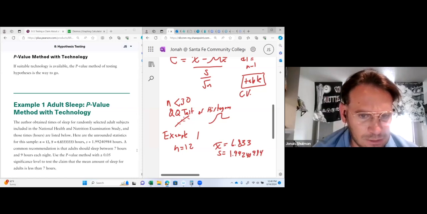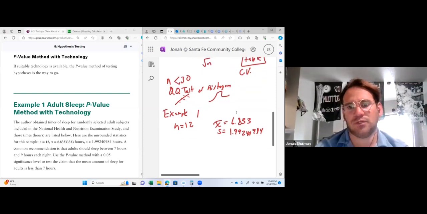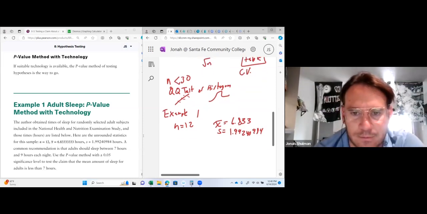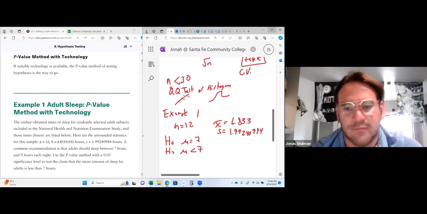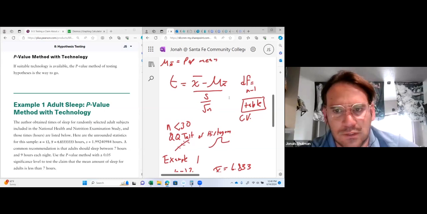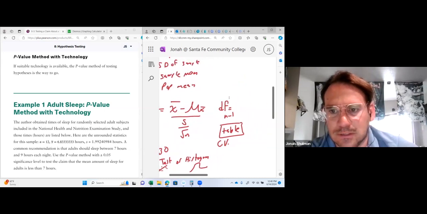The common recommendation is that you should sleep between 7 and 9 hours each night. Okay, so they give us a range. So the claim is that the mean amount of sleep is less than 7 hours. Okay, so the null hypothesis should be 7. And then our alternative hypothesis says less than 7. So we can use this data to basically get our t-statistic, and then I'll show you that we can do this just with the other piece.